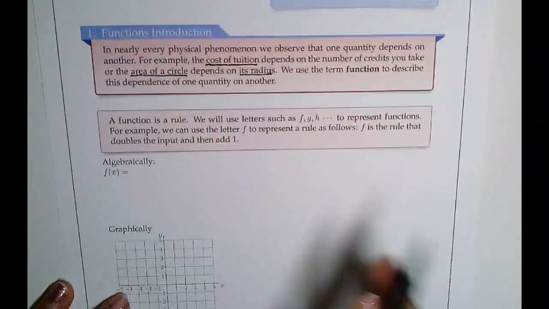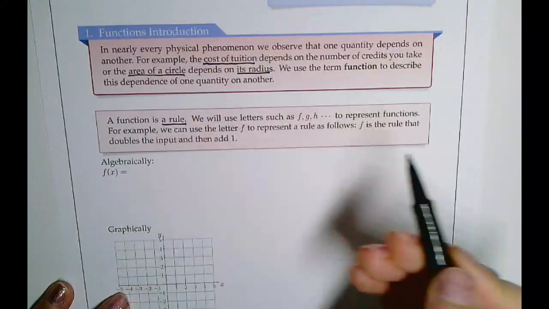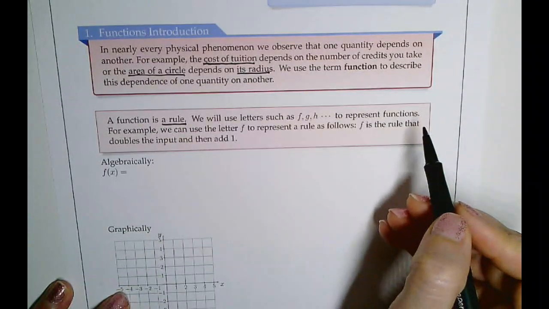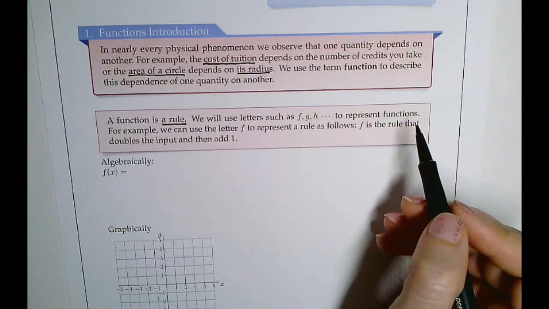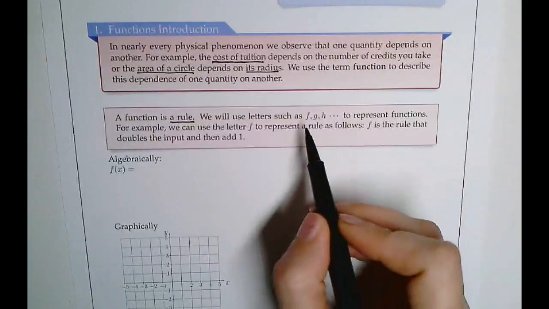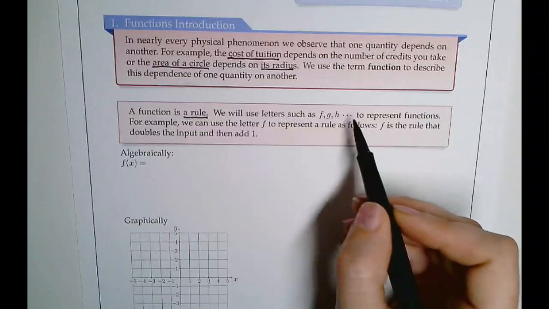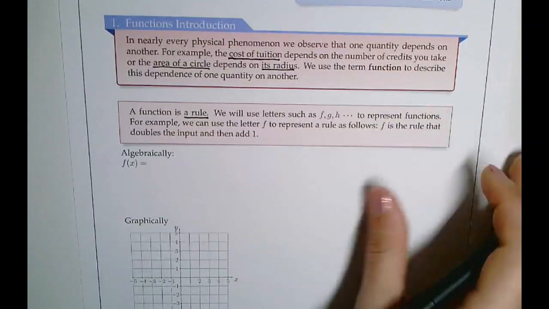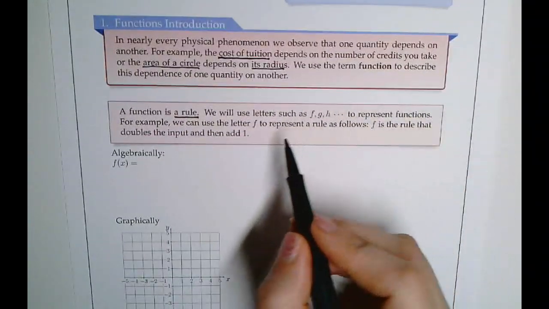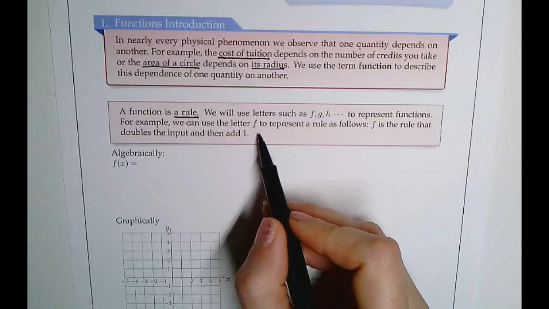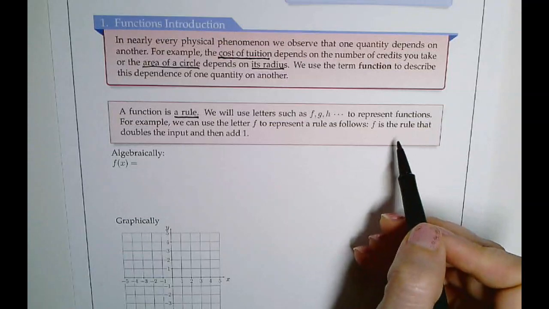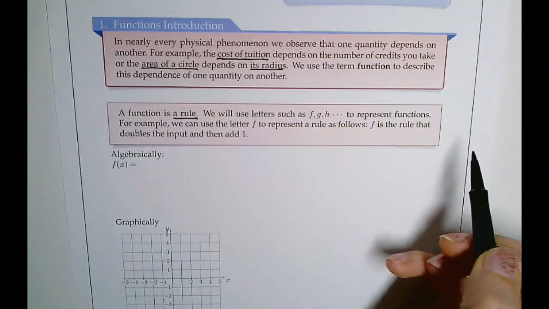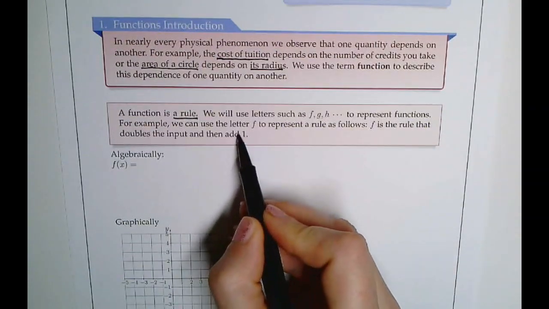If you recall, a function is just a rule. It just tells you what to do with the input to get a certain output. In general, we use letters such as f, g, and h to represent functions. So for example, if I say that the function f represents a rule as follows, f is the rule that doubles the input and then adds 1.